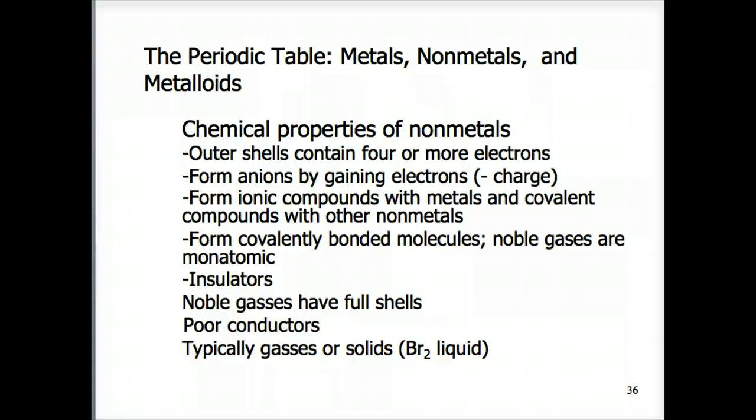Nonmetals have outer shells containing more electrons. They make anions, or negatively charged ions, by gaining electrons. They tend to have more electrons than they do protons. They form ionic compounds with metals and covalent compounds with other nonmetals. They form covalently bonded molecules, which means that they share their electrons. We'll talk about that later.